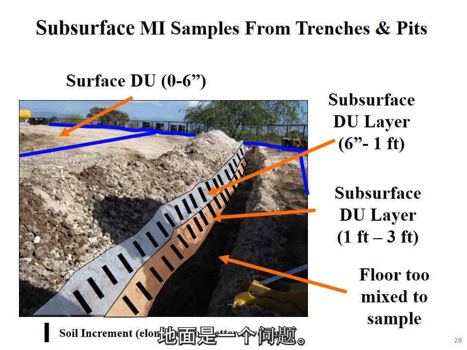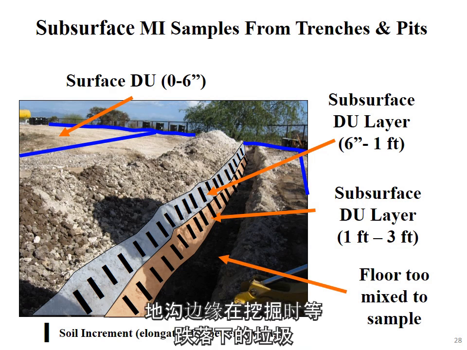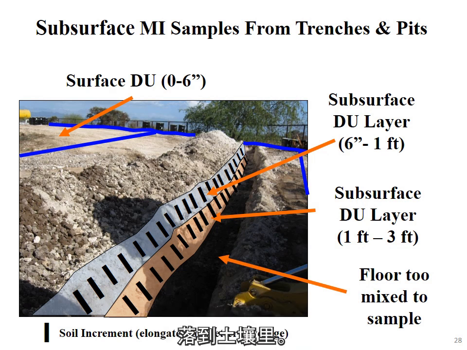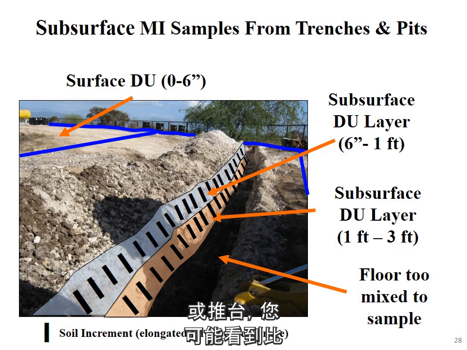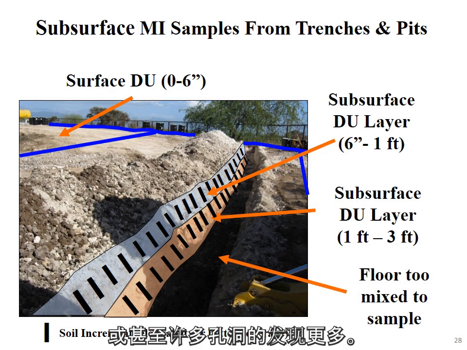One problem is the floor tends to get littered with soil falling off the edges of the trench and such as they're digging. This is a great way to investigate a site. The backhoes are a lot cheaper than geoprobes or push rigs, and you can also see a lot more than you can by just putting in a few isolated borings or even lots of borings in here.